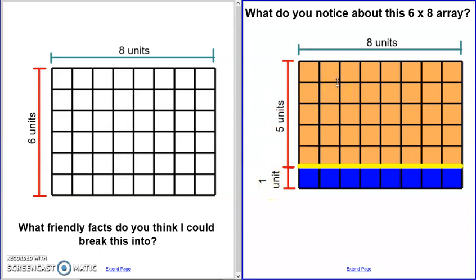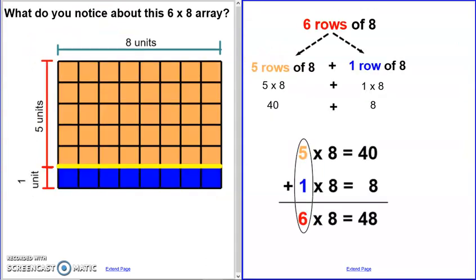Okay, why do you think I chose 5 and 1 to break this apart into? Well, yeah, 5's facts are easy, 1's facts are easy. So those are friendly facts that I can use to help me solve 6 times 8. So let's take a look at this, shall we?